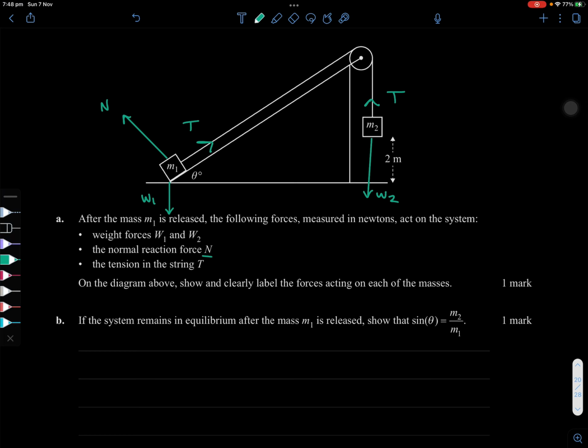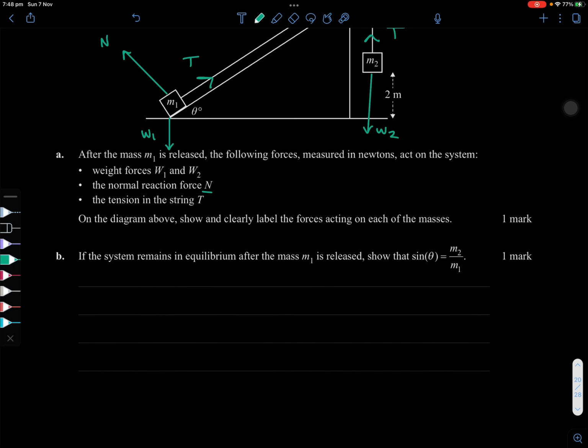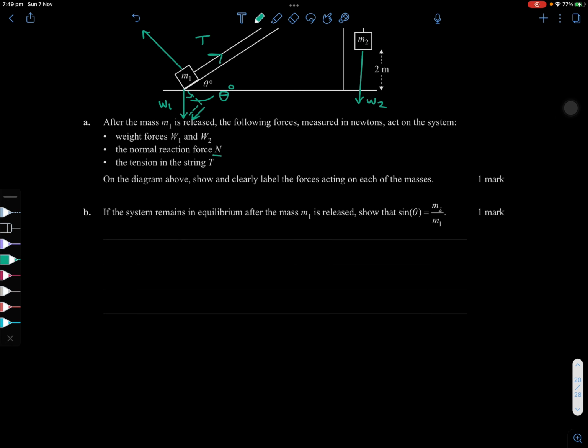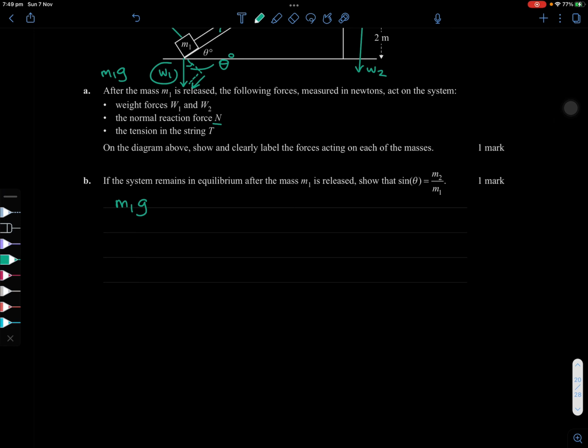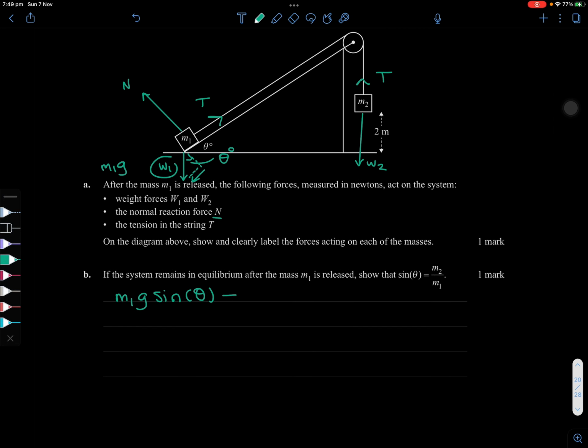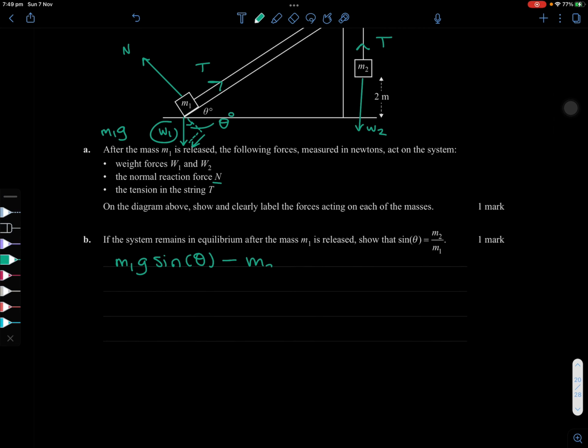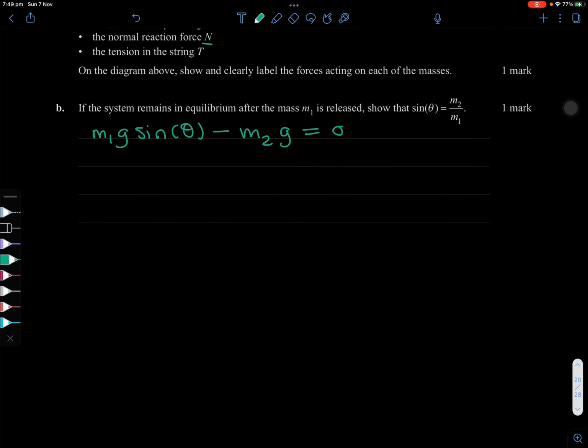If the system remains in equilibrium after the mass M1 is released, show that sine theta is equal to that. Okay, so let's resolve our forces. When I draw a dotted line here, this is theta. The component going against M2 is going to be M1G, remember, because weight 1 is actually M1G. That's going to be M1g sine of theta, and that's going to be going against weight 2, which is m2g. And that needs to equal 0 because there's no movement happening.